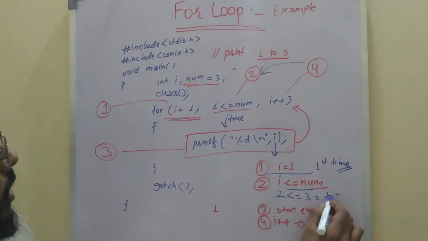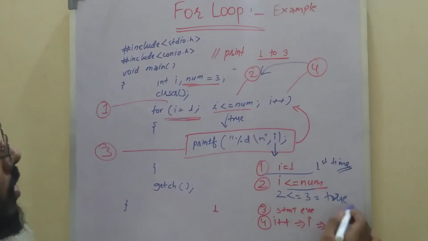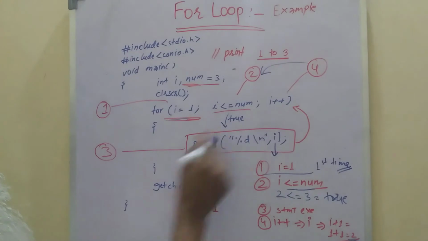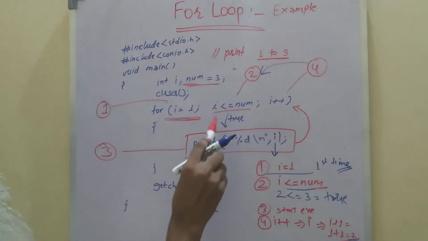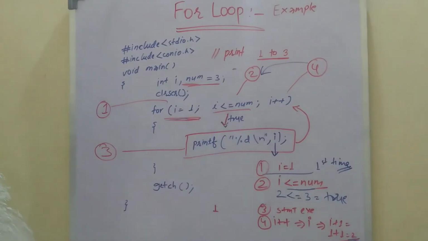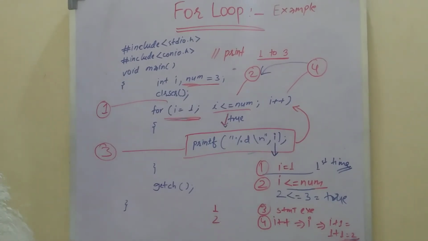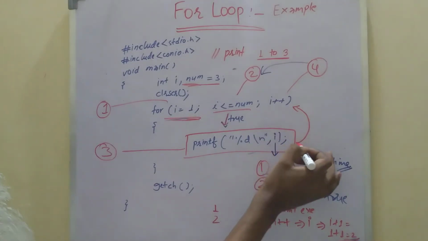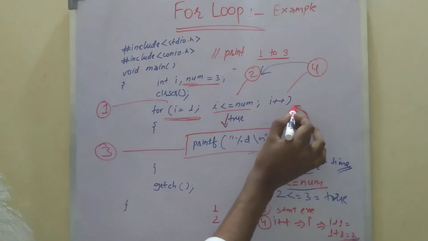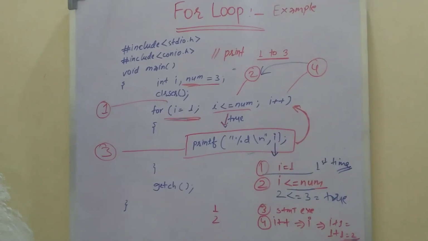So it is again true, which means it will execute this statement again. Now I'm going to print the i value. Currently the i value is 2, so now it will print 2. After printing the number, it will again go to the increment process. The third step is completed.